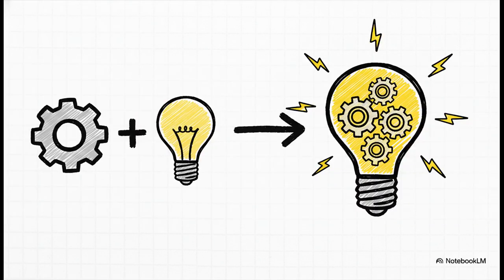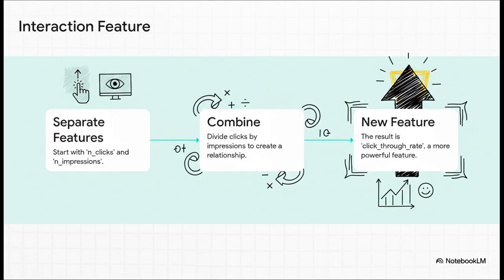But wait, there's more. It gets even cooler when you start combining features that already exist to create brand new ones that are way more powerful than the original parts. For example, take marketing. You've got two numbers, how many people clicked an ad and how many people saw the ad. We call those impressions. They're okay on their own, but the real magic happens when you put them together. You divide the clicks by the impressions, and suddenly you have a click-through rate. This one new number you just created tells you how effective the ad is.